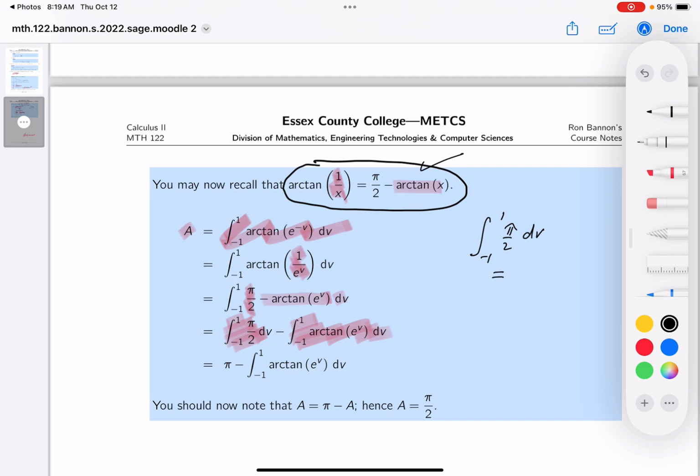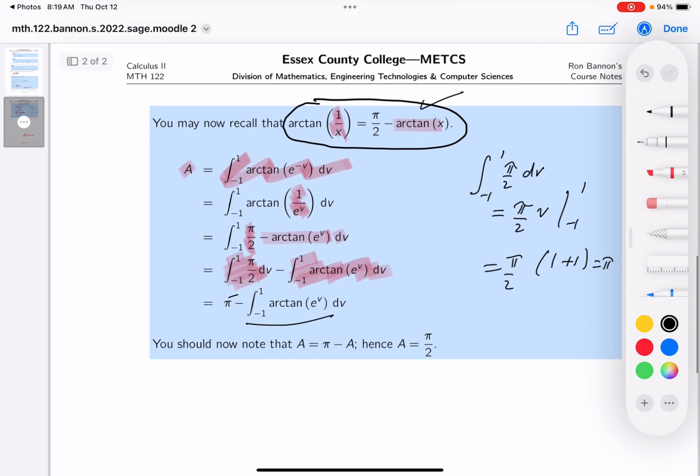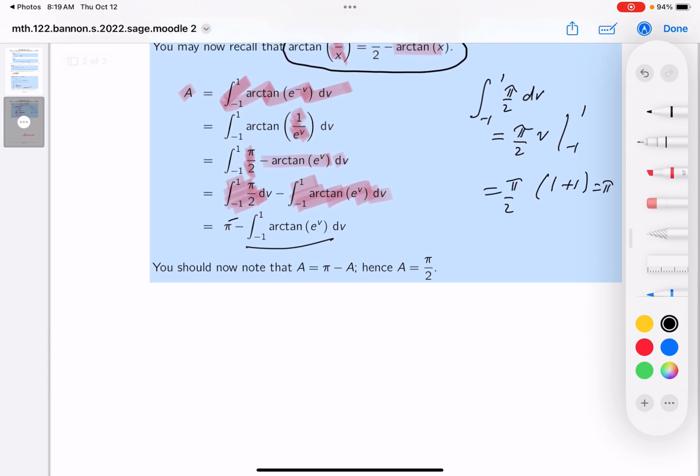Right, what do you get over here? You get pi over 2 v, with limits of integration minus 1 to 1. This would be pi over 2 times 1 minus a minus 1, which is 1 plus 1. And 2 times pi over 2 is just pi. All right? So this stands to reason. Then I get this thing over here. Again, we have to start to realize that it's an A. So really we have pi minus A equals A.